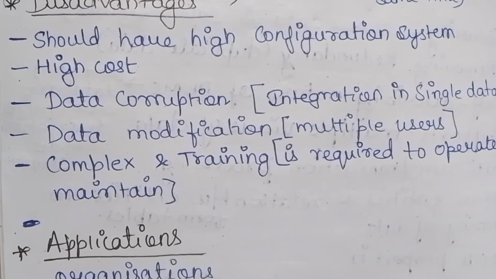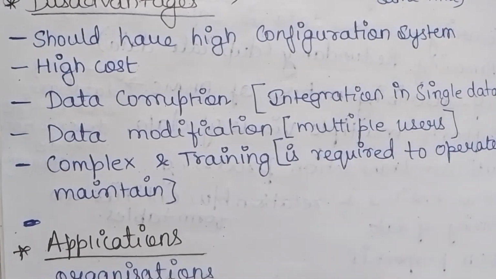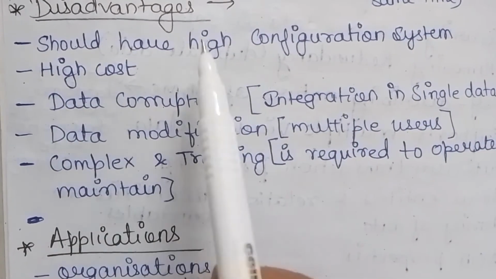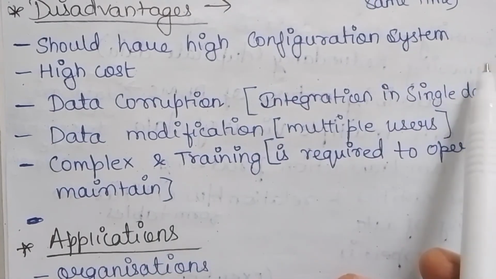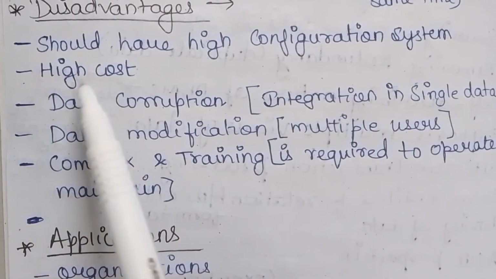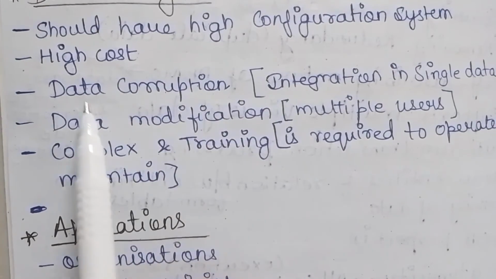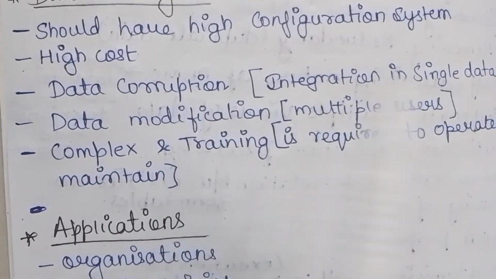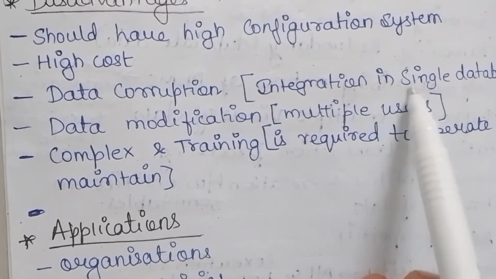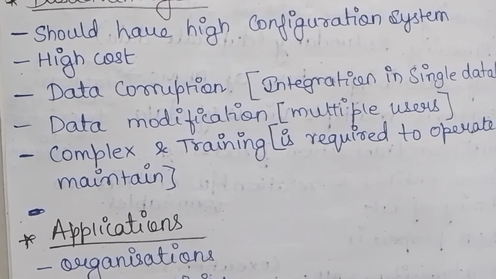Now what are the disadvantages of DBMS? The first is it should have a high configuration system, which means it will be high cost. The next is the data corruption. It means integration in the single database. Like in the database, there are different data collected and there are different integrations of the data. So if the database is corrupted, all the data can be corrupted.